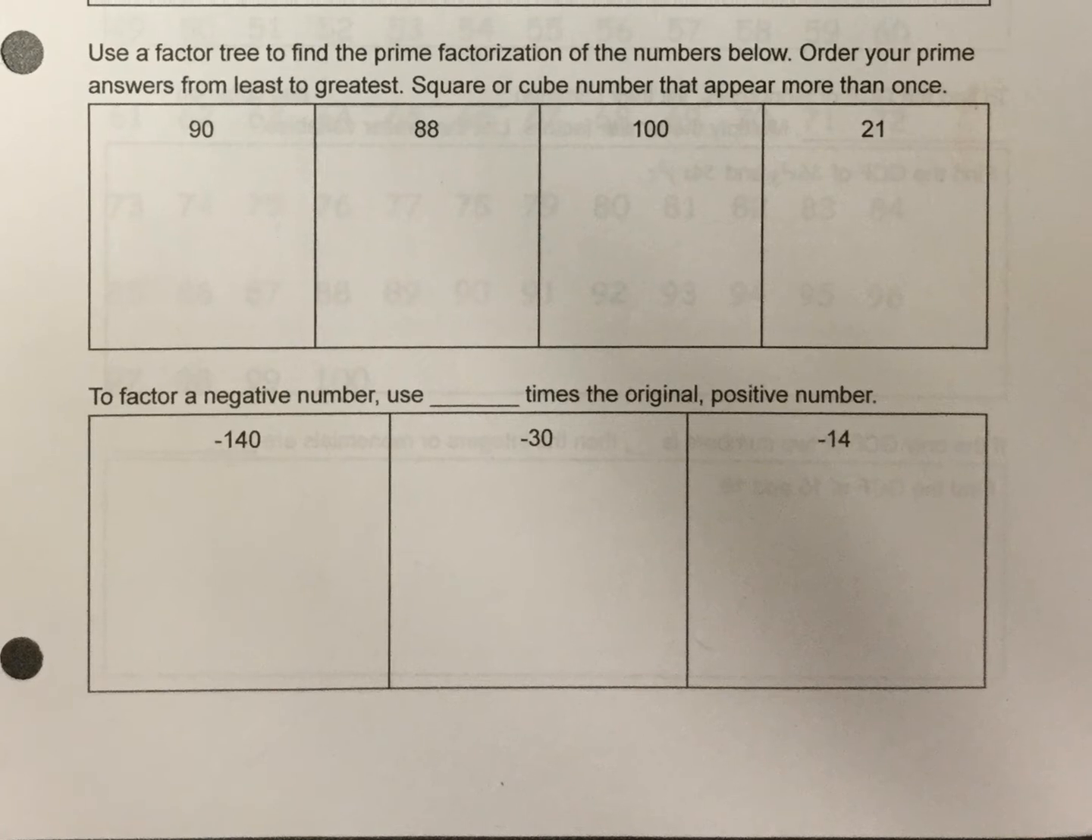If I have 100 and I want to do prime factorization, I'd say 10 times 10, 2 times 5, those are prime, 2 times 5, those are prime, and then I just write my numbers at the bottom, 2 times 2 times 5 times 5.